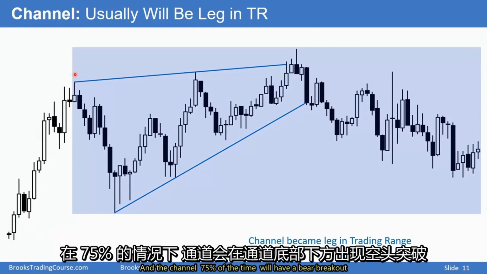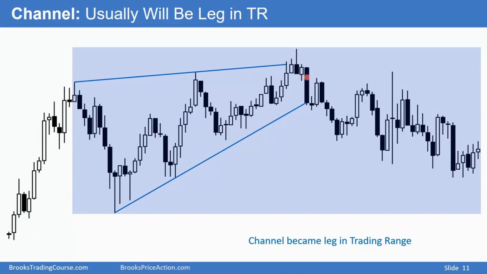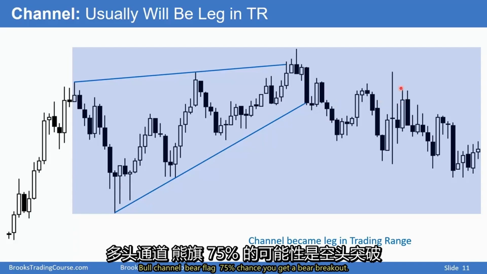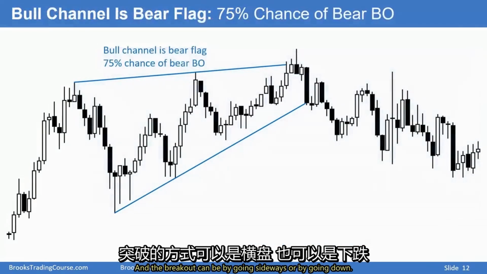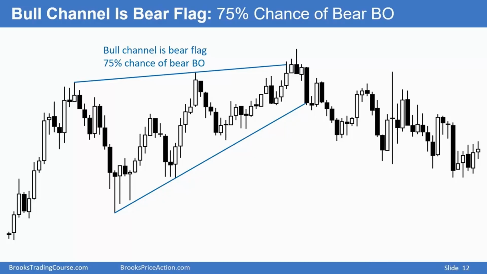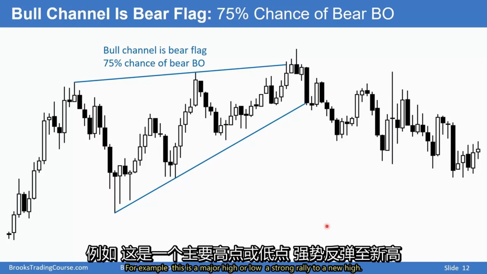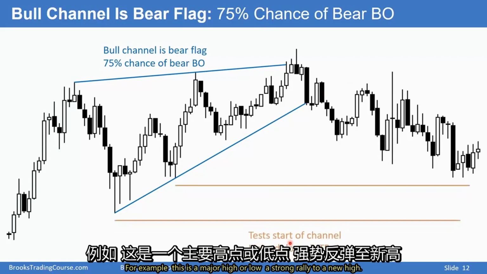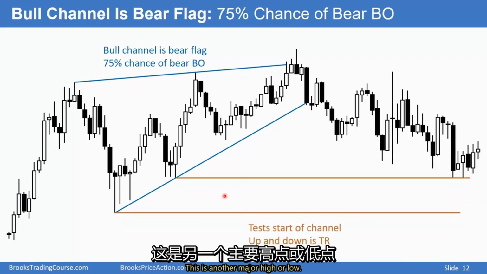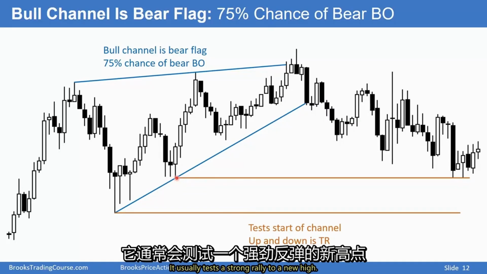Bull trend, bull breakout, deep pullback, and now a channel. And the channel, 75% of the time, will have a bear breakout below the bottom of the channel, and the channel will evolve into a trading range. Bull channel, bear flag, 75% chance you get a bear breakout. And the breakout can be by going sideways or by going down.